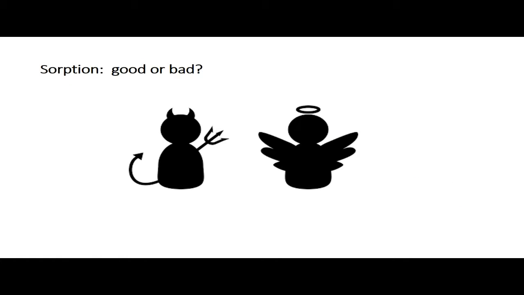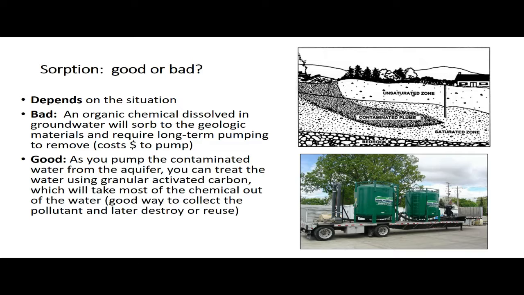So sorption can be good or bad. It depends on the circumstances. Let me give you some examples. So it would be bad if the chemical's in the ground and we want to get it out. This top picture shows a contaminated plume or body of contaminated water in an aquifer. And if we want to get that out, it's going to take a while because it's going to be sorbed to the solids down there. So we'll keep pumping water out that has small amounts of the chemical in it. Then it will desorb or come off the solid a little at a time and slowly come out of there.